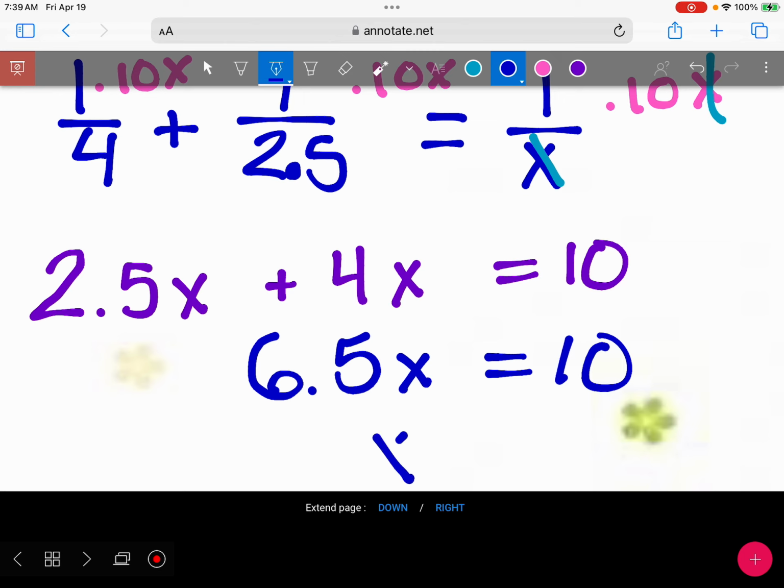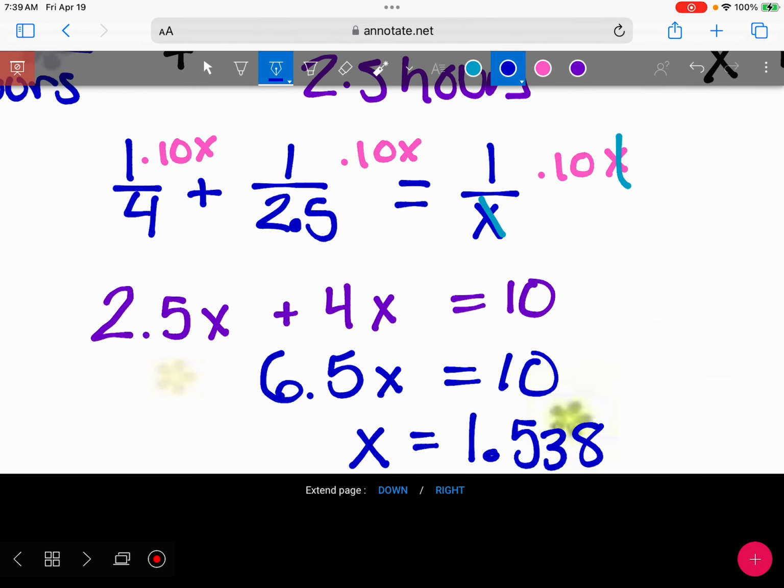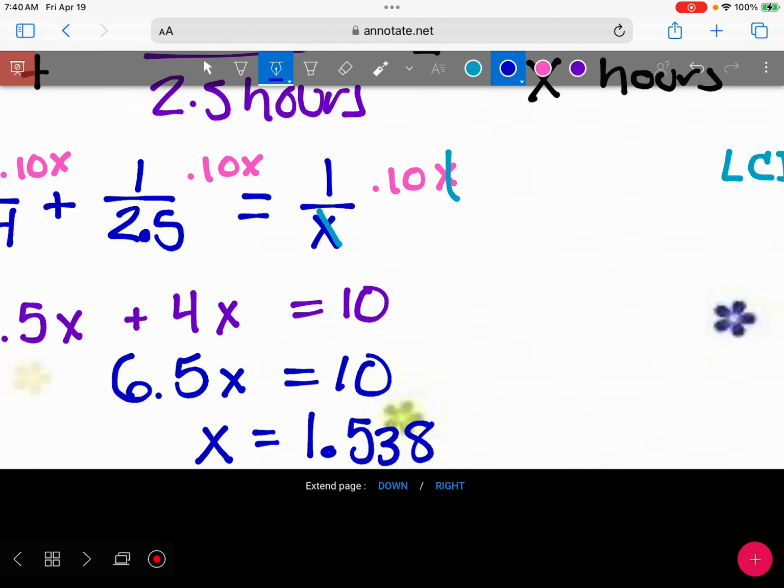What's our x going to be? 1.538, and so on. 1.538 what? Hours. So if they would just stop fighting and work together, they'd get the house cleaned in an hour and a half. So don't make enemies with your siblings.